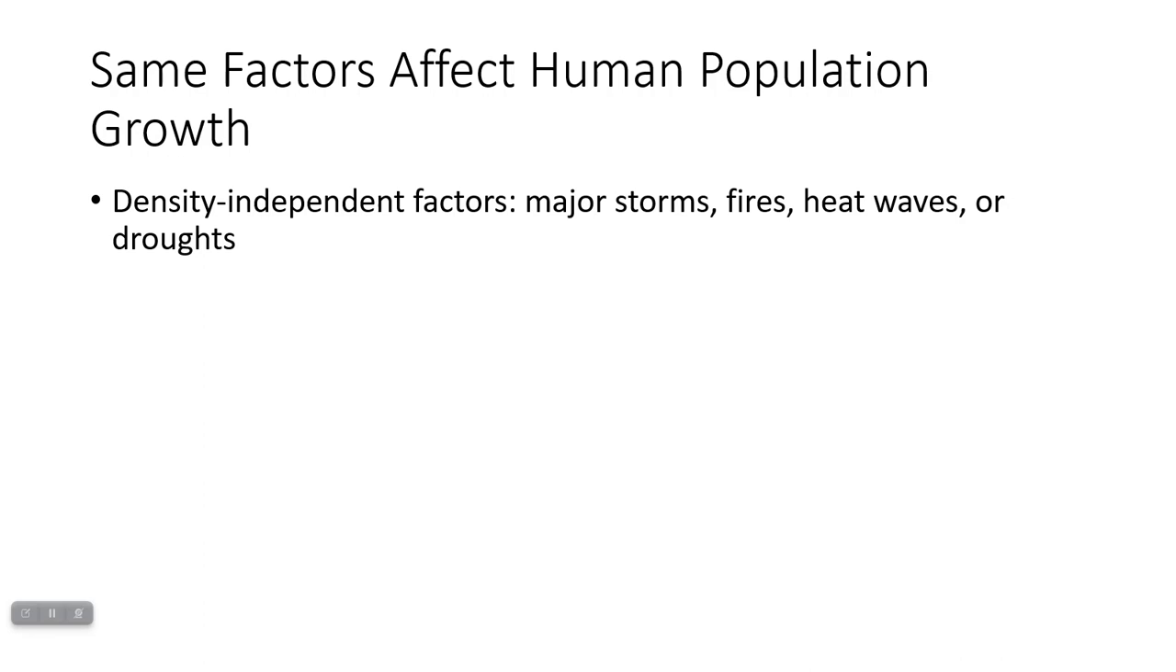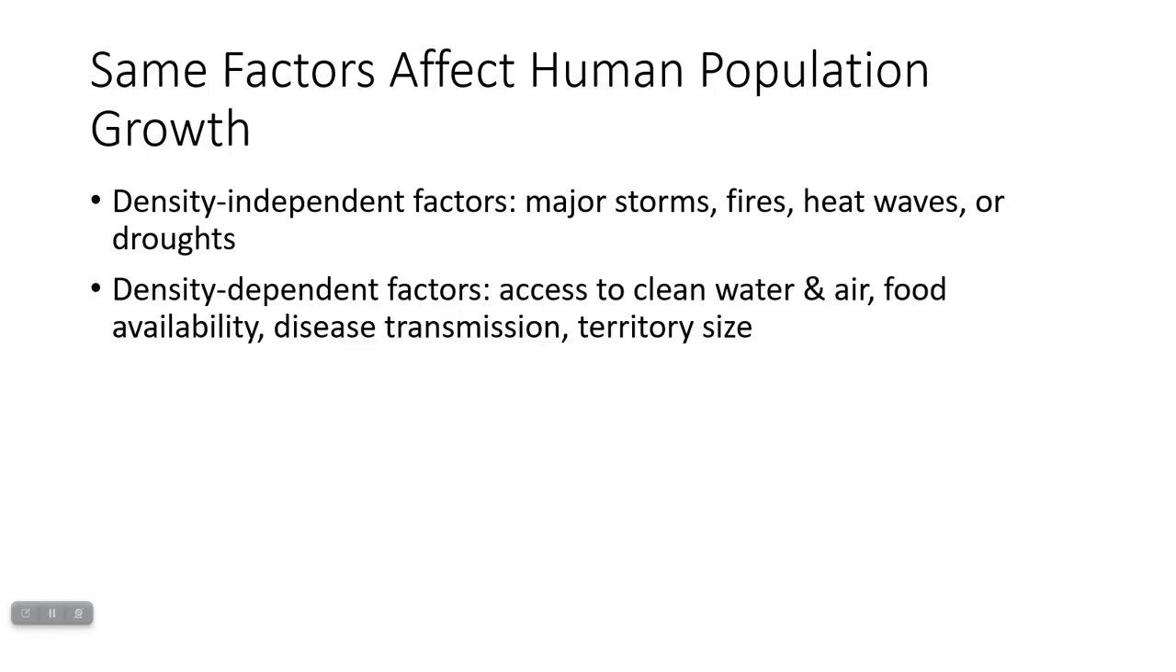So, like we've talked about, factors that affect human population growth can be very similar to those that affect other organisms' population growth rates. You've got density independent factors, a lot of weather related things like storms, fires, heat waves, or droughts, which can increase death rate. And then you have density dependent factors, things like access to clean water and air, food availability, disease transmission, and territory size. And since these are density dependent, all of the effects of these tend to increase as population density increases as well.